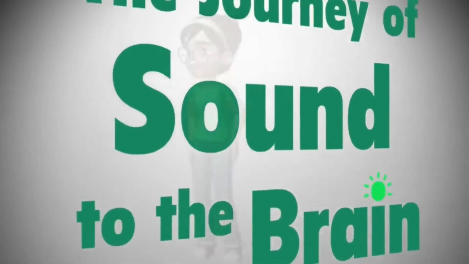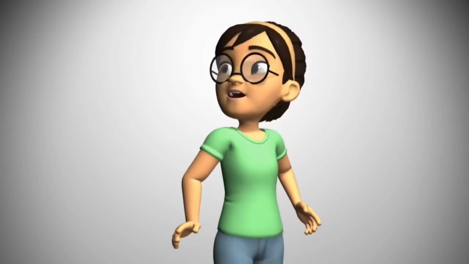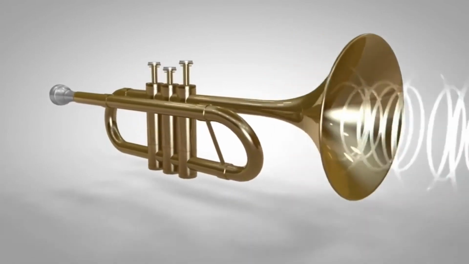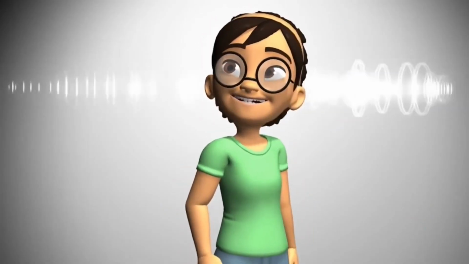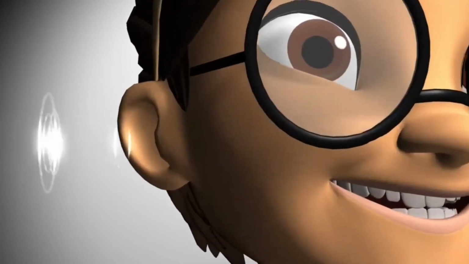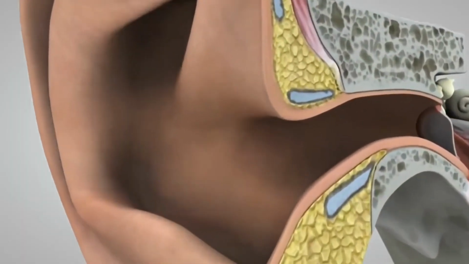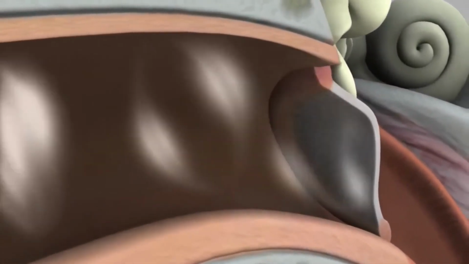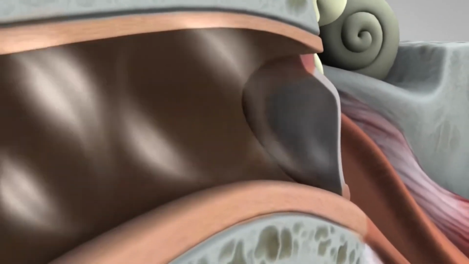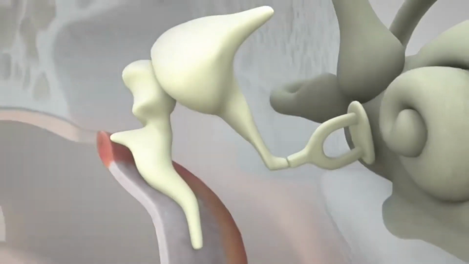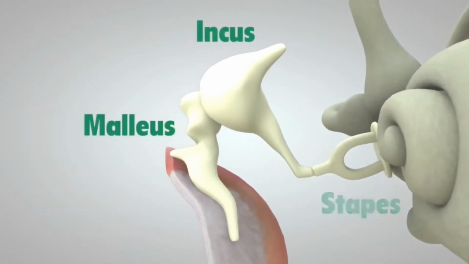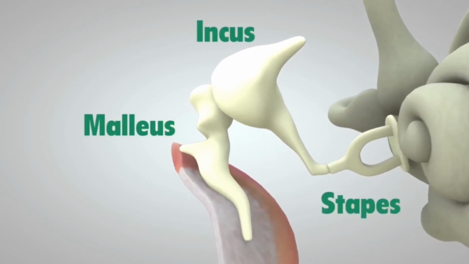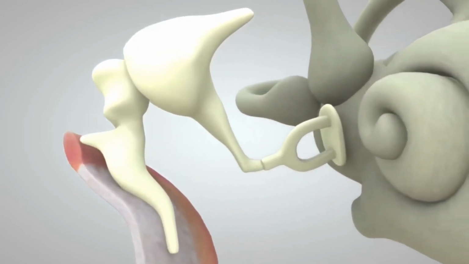Have you ever wondered how sounds make their way from the source all the way to your brain? Take a trumpet, for instance. When it's played, it makes sound waves in the air. The outer ear catches the waves, which then travel through a narrow passageway called the ear canal. The sound waves reach the eardrum, which is a membrane roughly half the size of a dime. They make the eardrum vibrate, which in turn vibrates three tiny bones called the malleus, incus, and stapes. These bones amplify or increase the sound vibrations and send them to the cochlea.